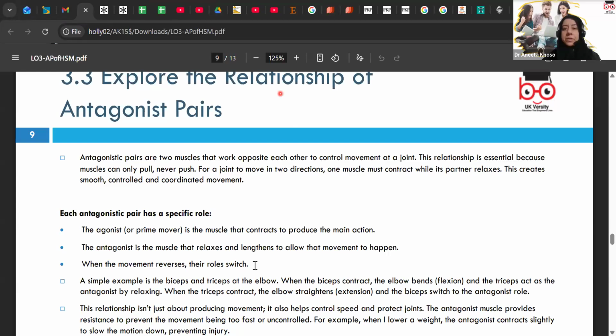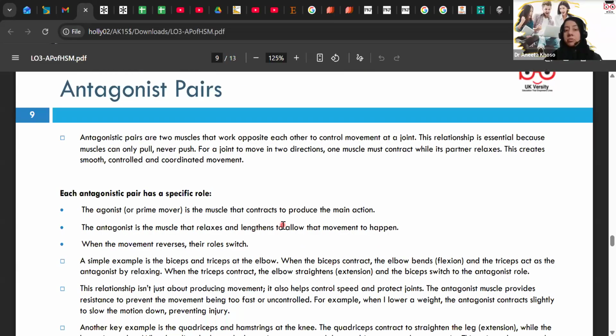Exploring the relationship of antagonist pairs. Antagonist pairs are two muscles that work opposite each other to control movement at a joint. This relationship is essential because muscles can only pull, never push. So muscles pull, they never push. For a joint to move in two directions, one muscle must contract while its partner relaxes. So the movement is coordinated, smooth and controlled.